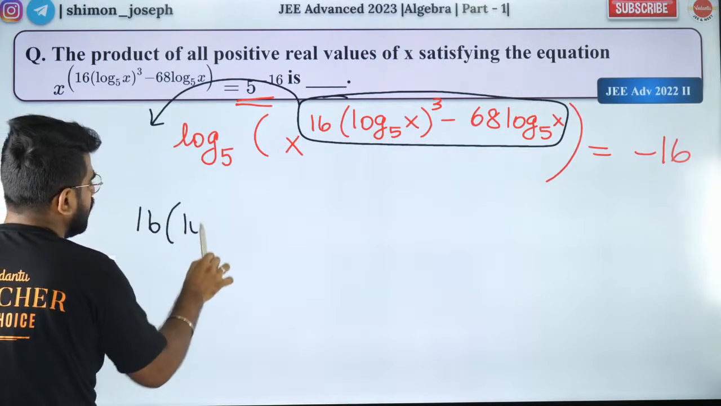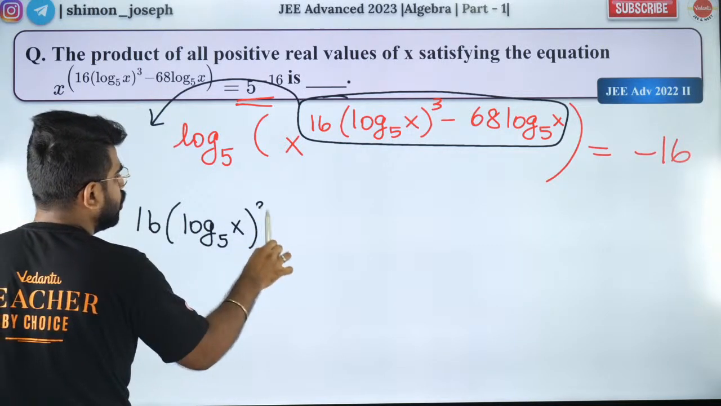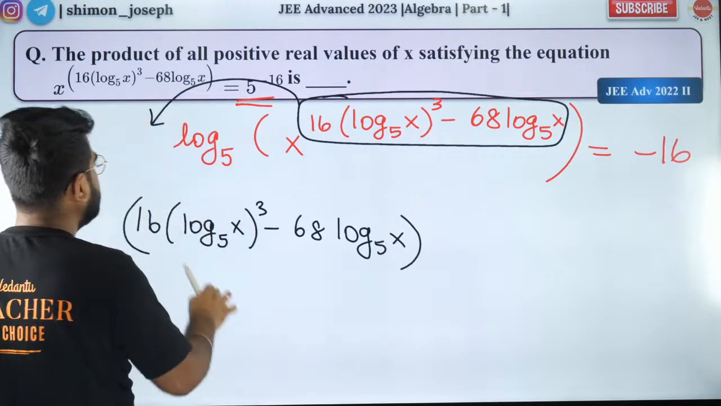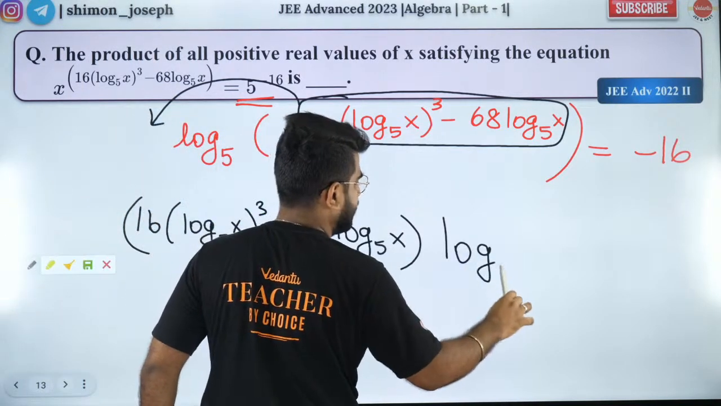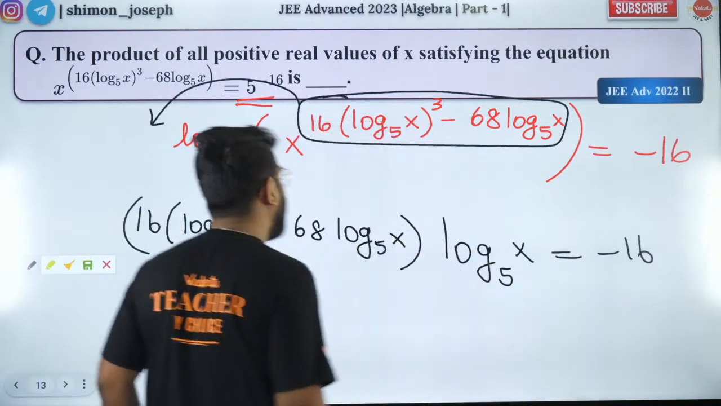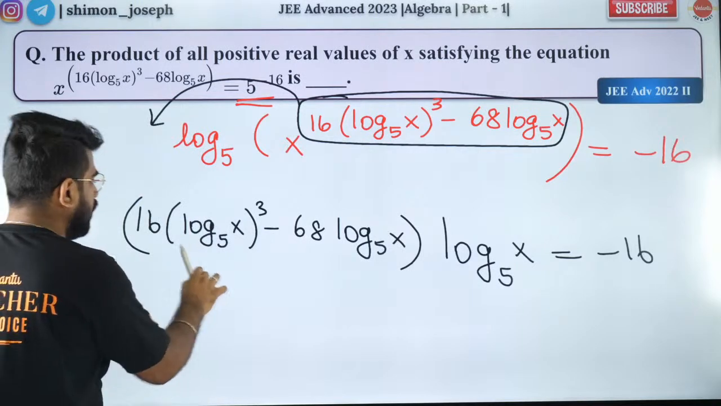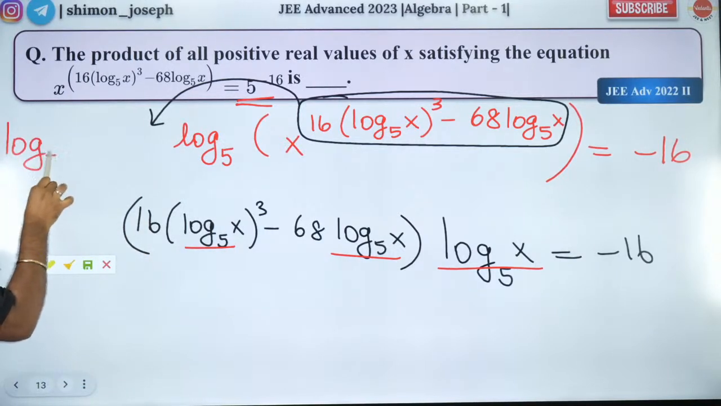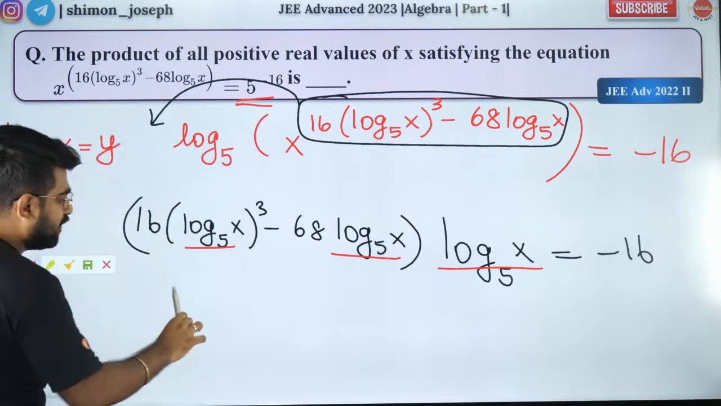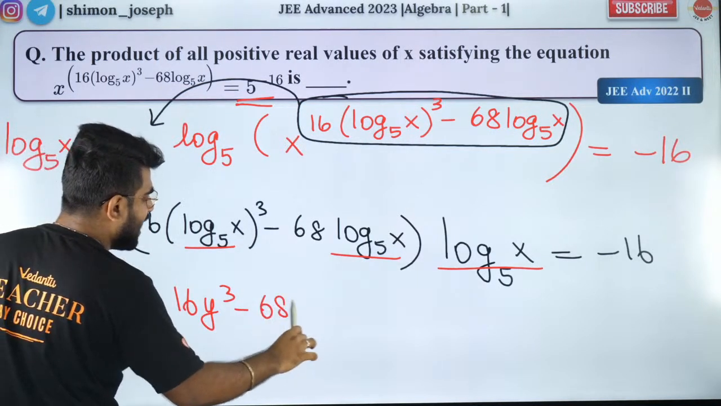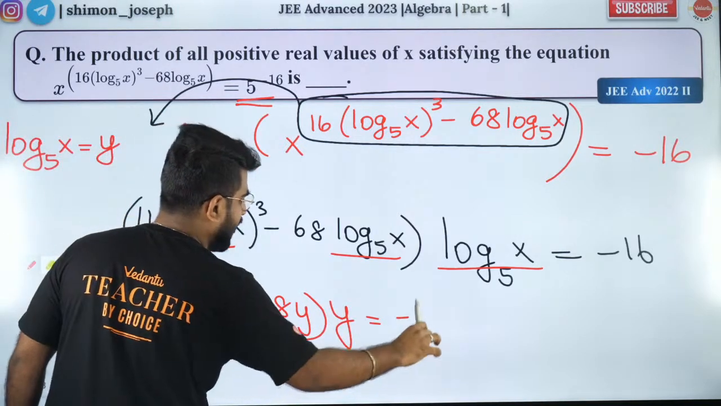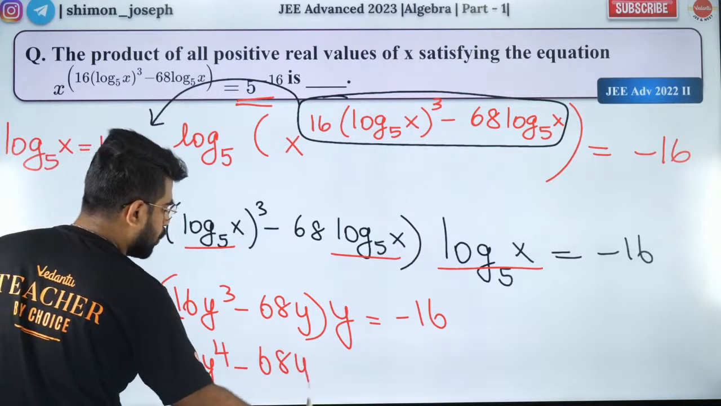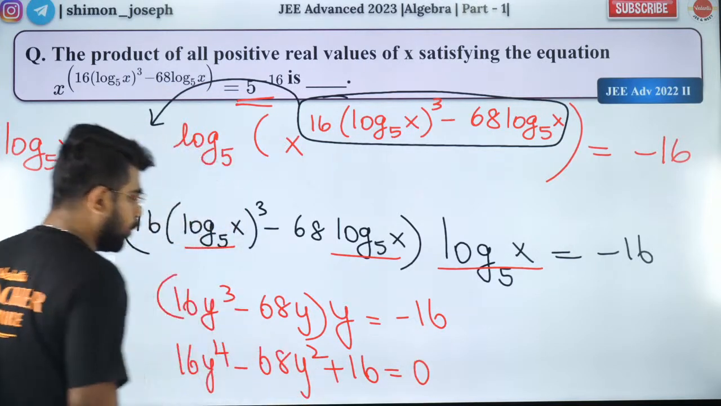So it will become 16 log to the base 5 of x whole cube minus 68 log to the base 5 of x. That is in the front. And then we'll have log to the base 5 of x is equal to minus 16. Now I have too many log to the base 5 of x. Let's take it as something else. So log to the base 5 of x, let's take it as y. So I have 16y cube minus 68y into y is equal to minus 16. Now you'll get 16y power 4 minus 68y square plus 16 is equal to 0.